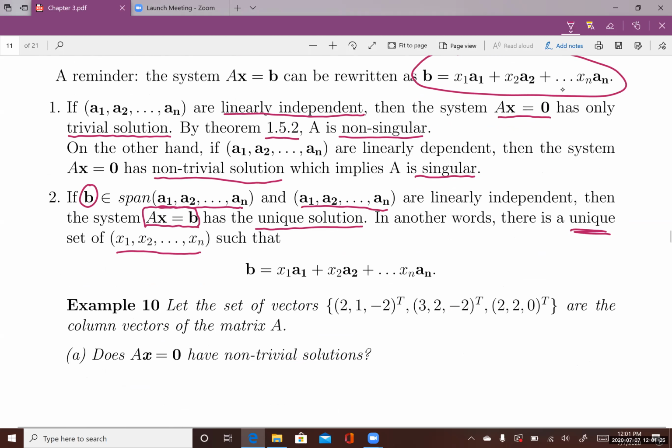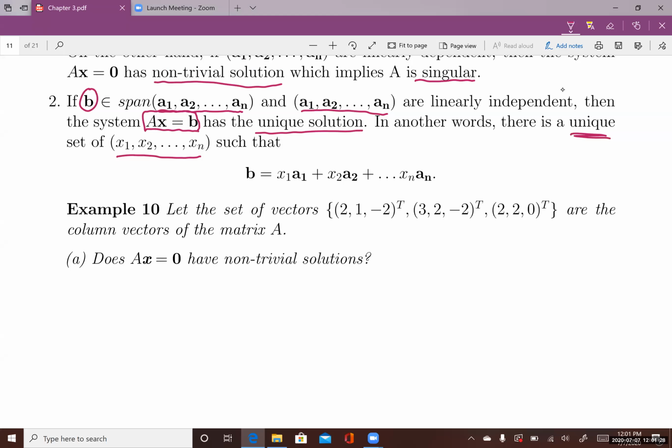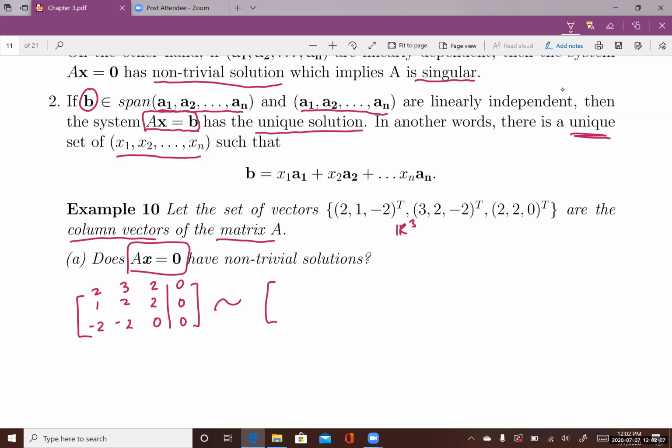Well, let's look at an example here. Let the set of vectors (2, 1, -2), (3, 2, -2), (2, 0, 2), (2, 0) and so on be the column vectors of the matrix A, and these vectors are in R3. The first question is, does the homogeneous system Ax equals 0 have non-trivial solutions? If we want to know, we should put these column vectors in a matrix and augment it with the 0 vector, and then I want to reduce this matrix.